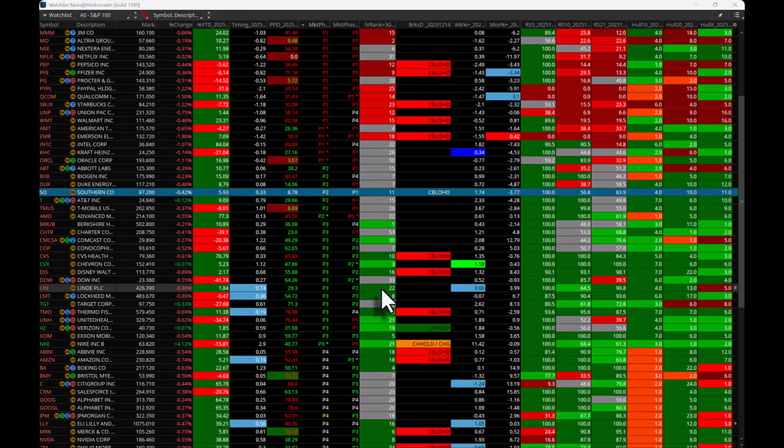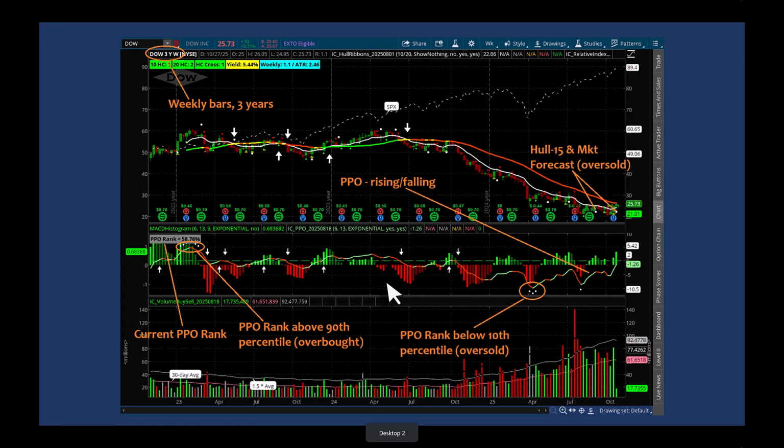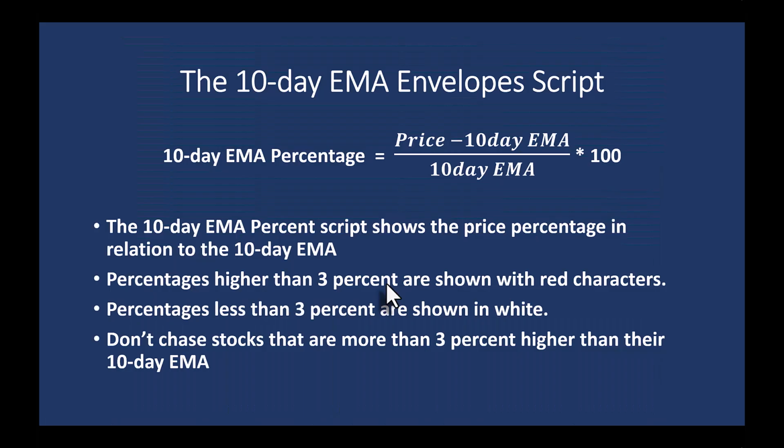Okay, let's go look at one of the other indicators we've got for showing timing. And over here on this chart, let's look at the 10-day exponential moving average envelopes. This is a really pretty simple concept. Basically, take the price, subtract the 10-day EMA, and divide by the 10-day EMA to get a percentage. In a nutshell, it's just saying, where does your current price sit in regard to the 10-day EMA?